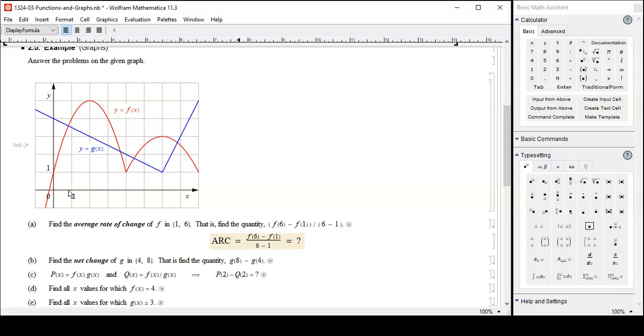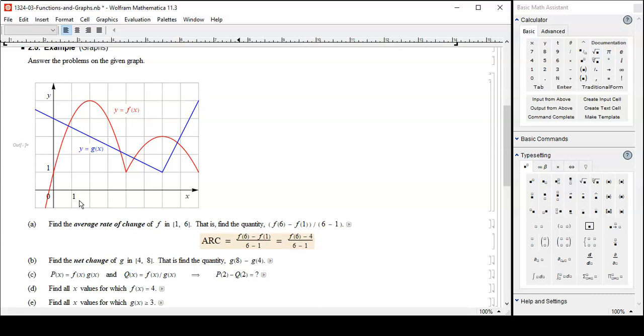What is f of 1? X equals 1, follow the graph vertically and hit the graph here, and that y-coordinate is 4. So that's 4. Oh, excuse me, I did f of 1, so that's 4.